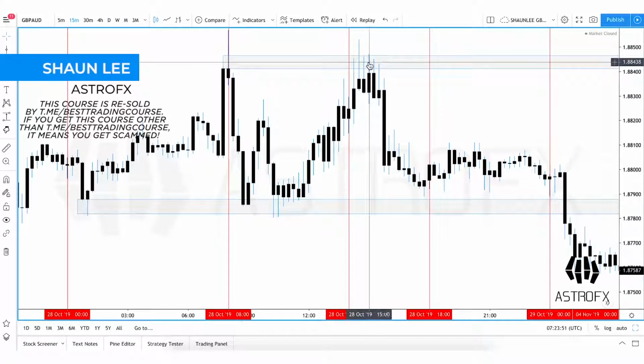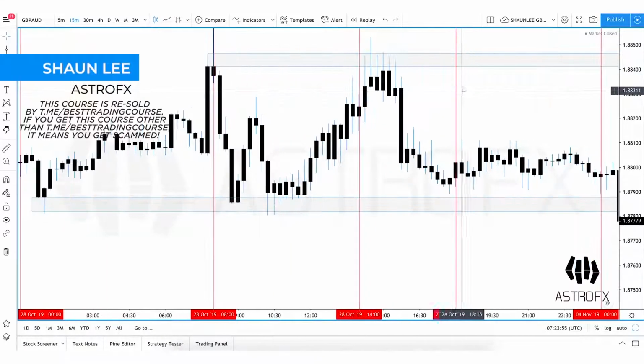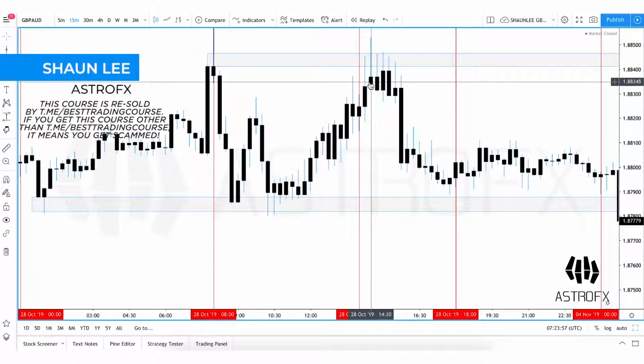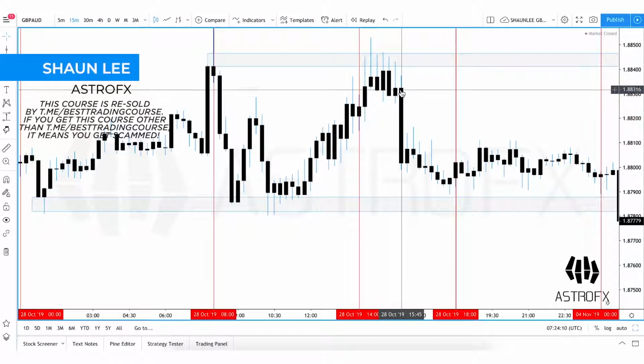1, 2, 3, 4, 5, 6. 6 rejections. This is screaming sell. Okay, got the bearish engulf in there. You've got various rejections of price, last rejection of price, and then we forcefully went from, okay, body close 1.8832 into 1.8801. 30 pips, 31 pips in one bar.